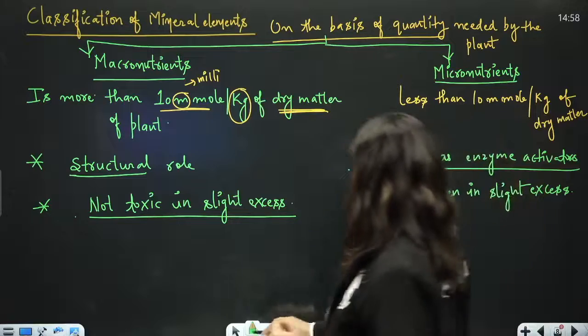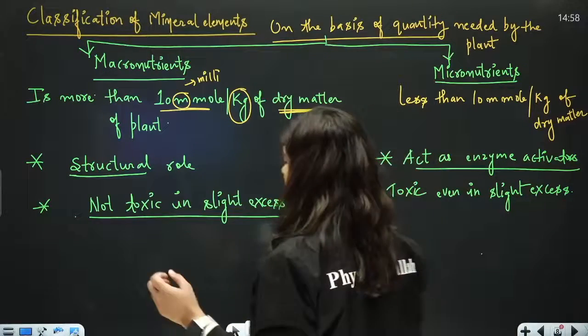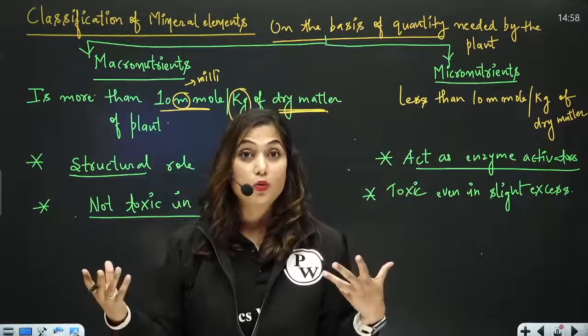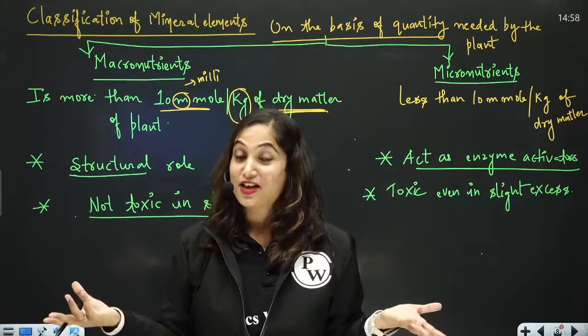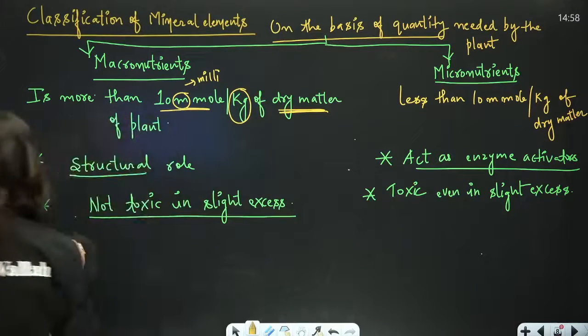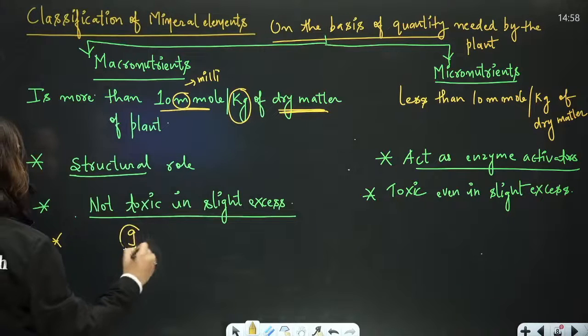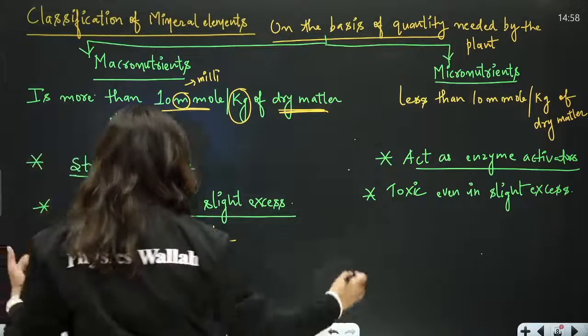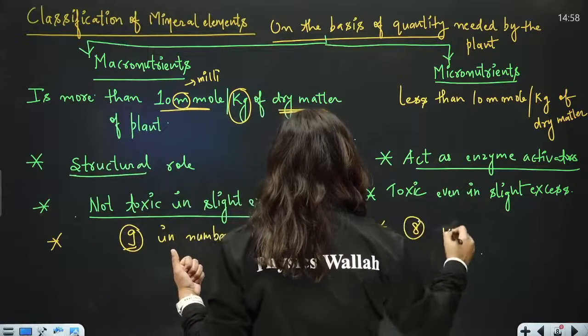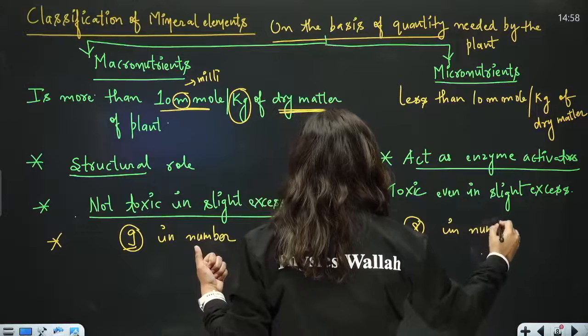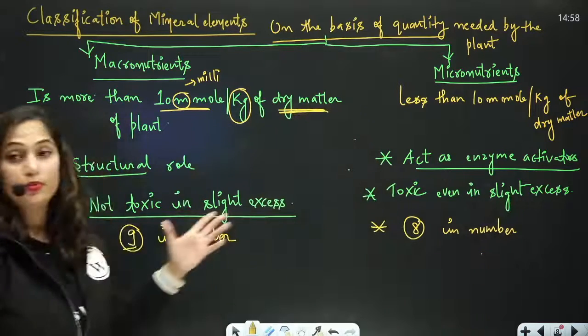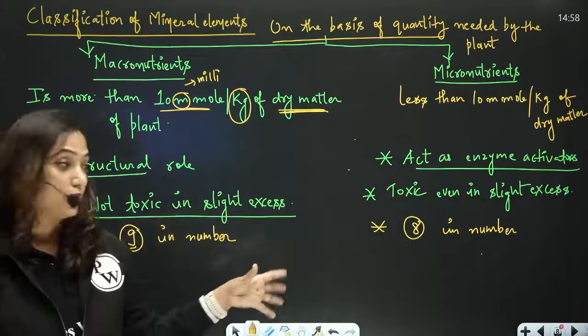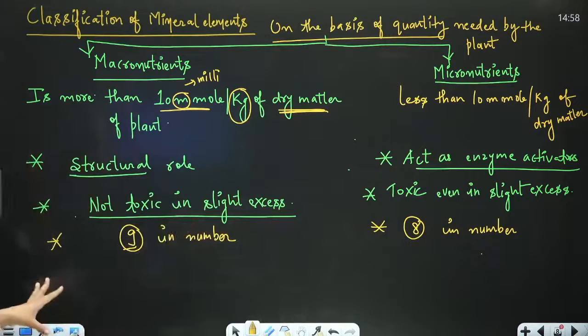Right, then how many total essential mineral elements are there? How many? 17. So these are 9 in number and these are 8 in number. So the total comes out to be 9 plus 8, 17. You can see here, these are the major differences between macro and micro.